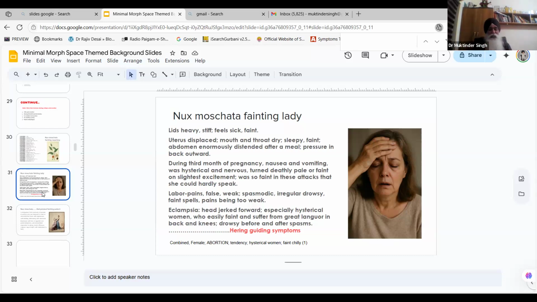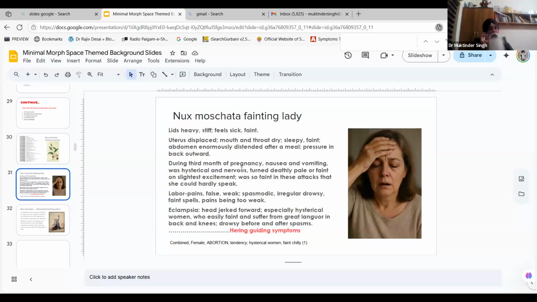So the Nux moscata fainting lady would have heavy, stiff lids, feel sick, uterus displaced, mouth and throat dry, sleepy, faint, abdomen enormously distended after a meal, pressure in back outward. During the third month of pregnancy, so it is a remedy, as I was mentioning, for miscarriage, whether induced or natural. During the third month of pregnancy: nausea, vomiting, hysterical and nervous, turned deathly pale or faint on slightest excitement, so faint in her attacks that she could hardly speak. Labor pain, pulse weak, spasmodic. These are the proving symptoms in Hering's Guiding Symptoms.